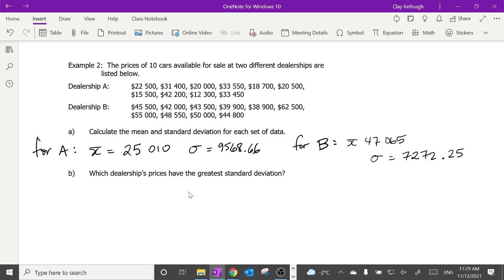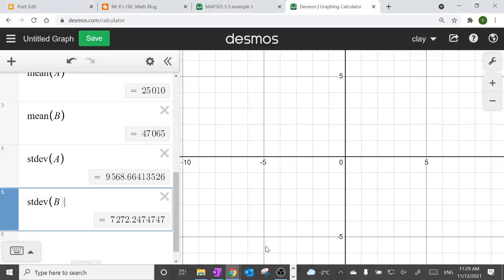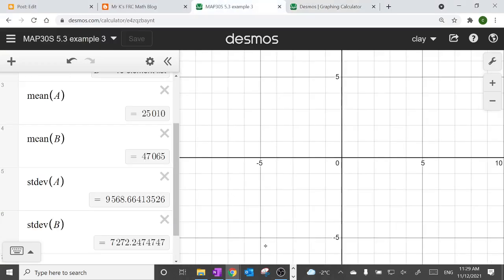Yeah, I think so. Let me go back to it. 25,010. Well, I did it on two different ones, and I got the same number both times. There it is in the first one. There it is in the second one. You must have entered a data point wrong.